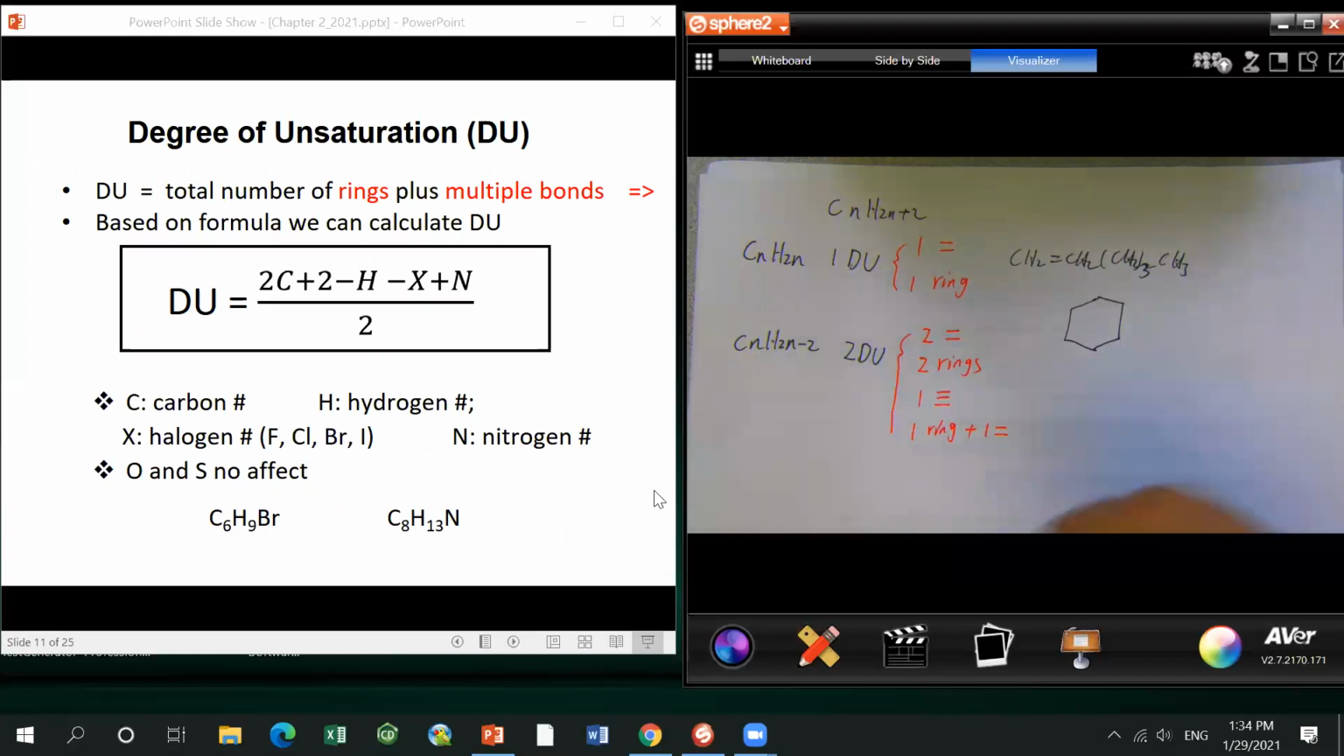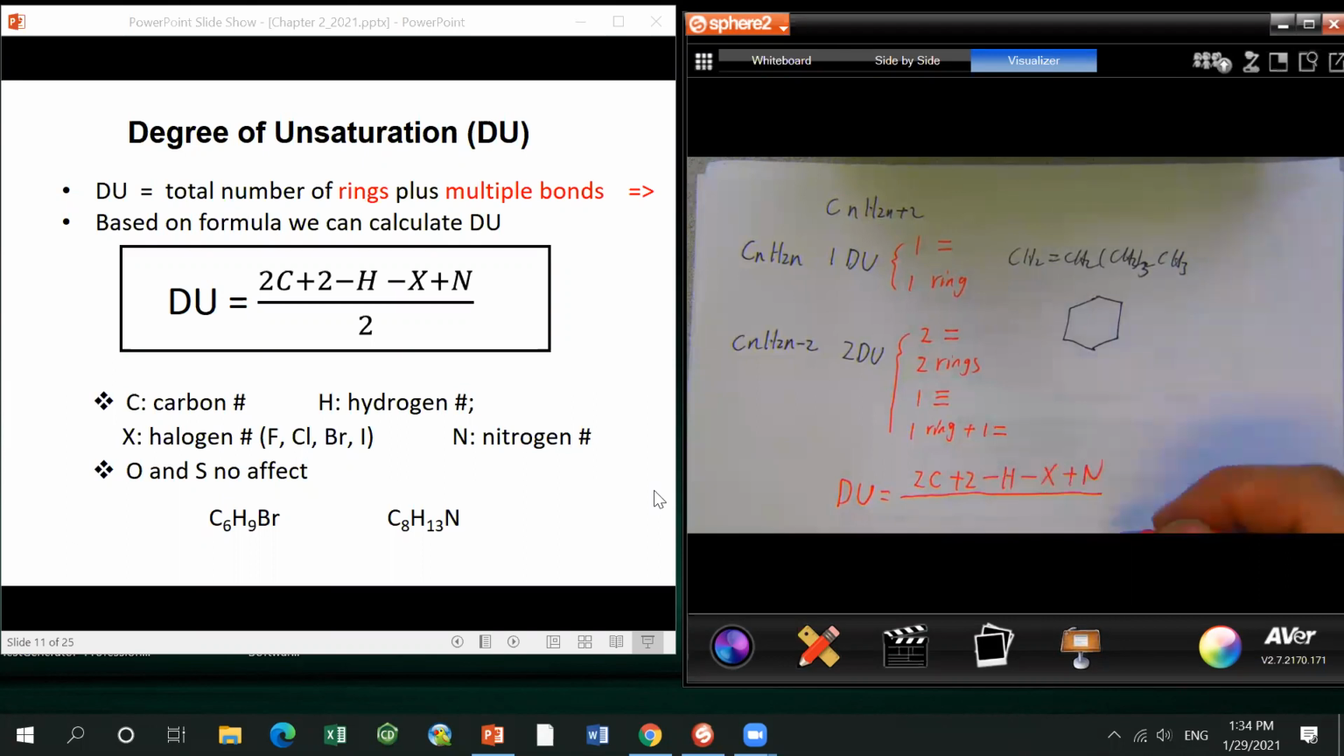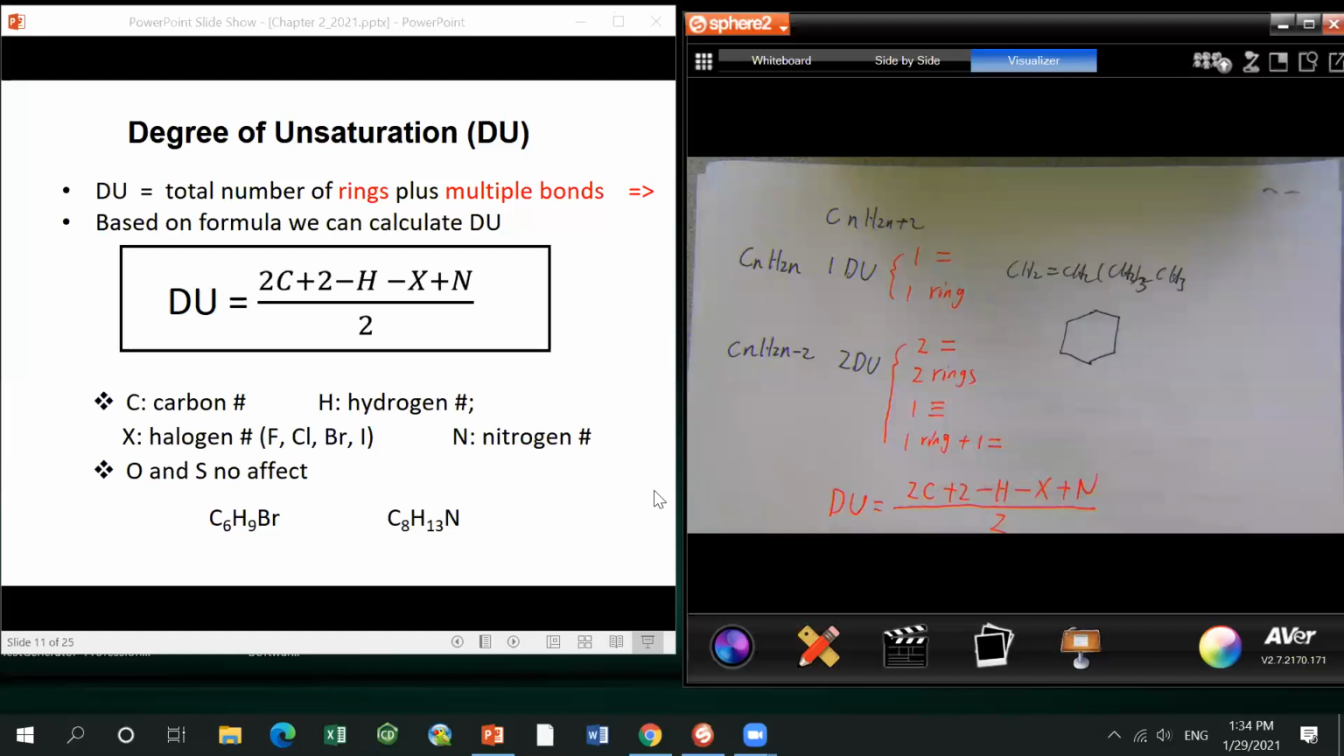So write down this important equation from organic chemistry 1. Degree of unsaturation equals 2 times carbon number plus 2, minus hydrogen number, minus halogen number. Halogen is chloride, bromide, iodide, or fluorine. Plus nitrogen number, keep in mind, plus, different from the other two. The whole thing you divide by 2. The number that comes up is the degree of unsaturation.